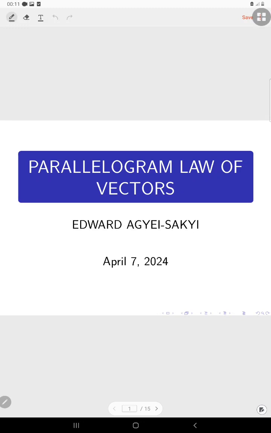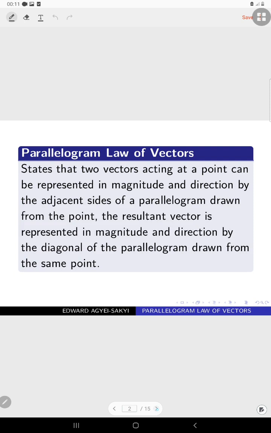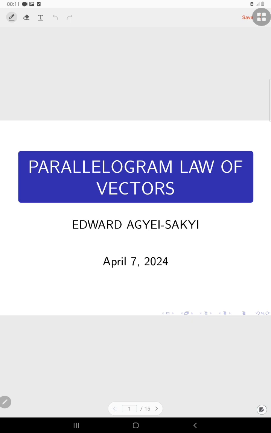Today we are going to look at the parallelogram law of vectors. I'm your teacher, Edward. What is the law saying? But don't forget, before we talk about the parallelogram law, it is one of the laws that we use to find the resultant. We use the parallelogram law to find the resultant of two inclined vectors.